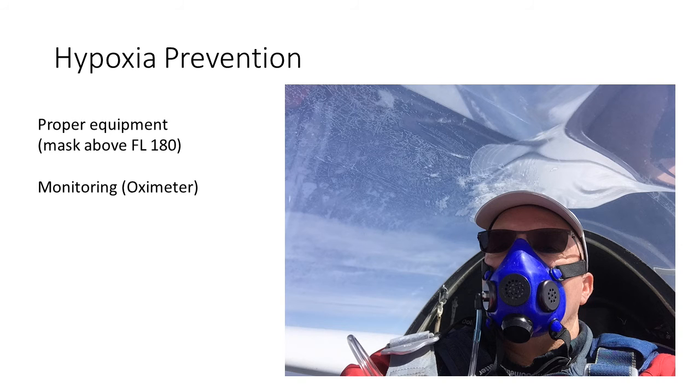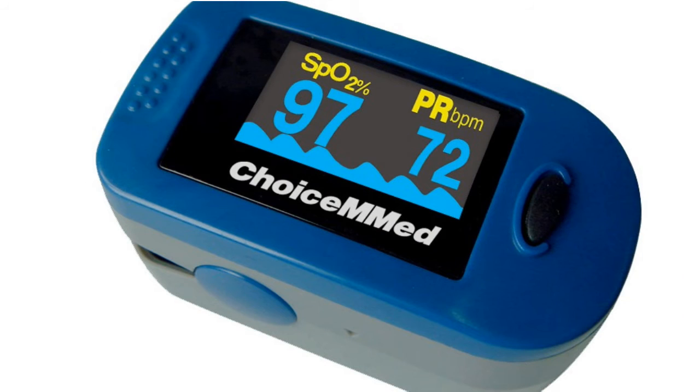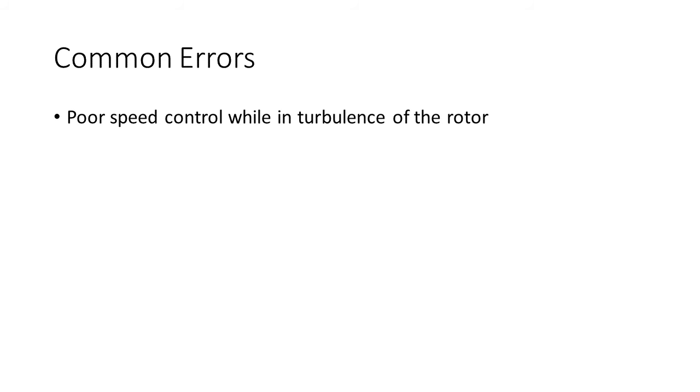Hypoxia is a threat if the proper oxygen equipment is not installed, used, and properly functioning. Follow manufacturer's recommendations for the limitations when a mask versus cannula is needed, and monitor your oxygen saturation with a portable pulse oximeter.